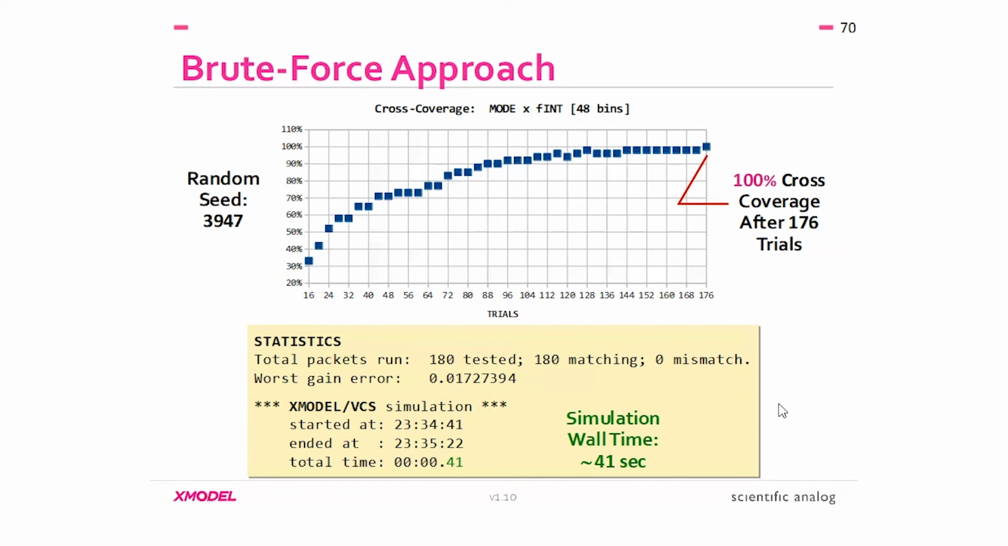Because of XModel's speed in testing even a transistor-based DUT, this is no problem. We ran the simulation in less than a minute, 41 seconds. And so one of the advantages of XModel is that we can run hundreds, even thousands of iterations on an analog DUT to increase functional coverage.